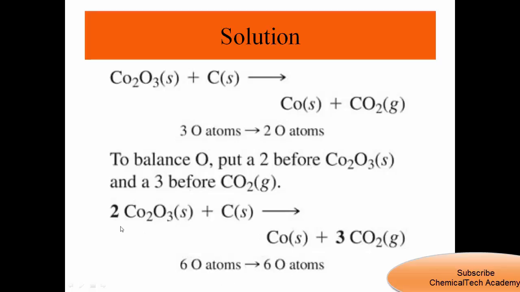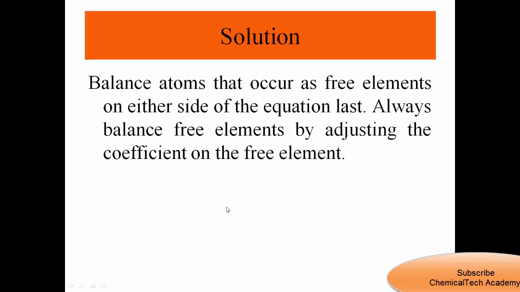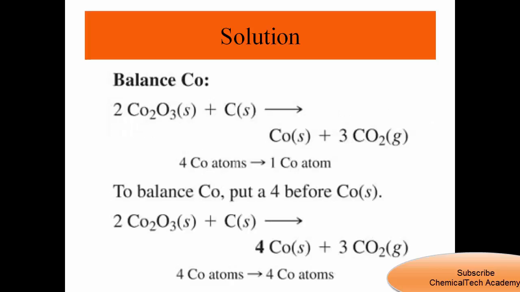Now we have 2 other elements, Co and carbon. So balance atoms that occur as free elements on either side of the equation last. Always balance free elements by adjusting the coefficient on the free element. For example, here, because we have free elements here, we need to balance Co. On the left hand side we have 4 atoms, on the right hand side we have 1 atom of cobalt. So to balance it, we need to put 4 as a coefficient here.